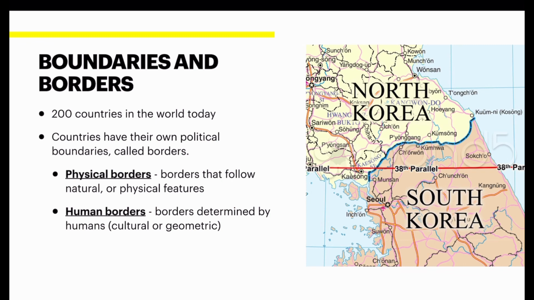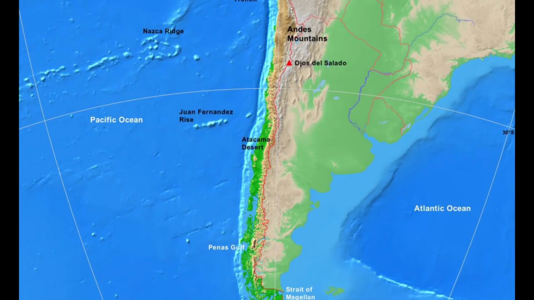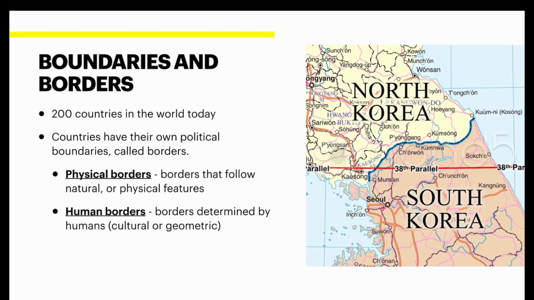Physical borders are natural boundaries, such as mountains, deserts, and oceans. Physical features make good natural boundaries because they are often difficult to cross and they are permanent markers. A prime example of this is the Andes Mountains in South America. They form the eastern border of Chile, while the Pacific Ocean forms Chile's western border.